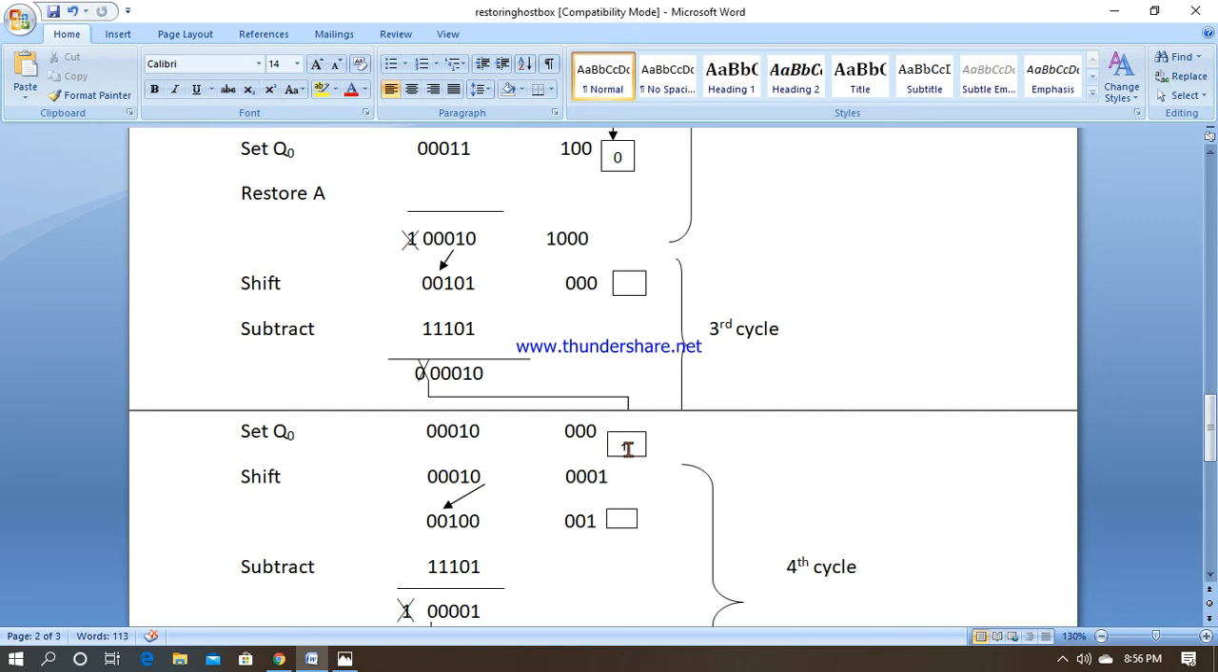So here what we have is 0 0 1 0 followed by 0 0 0 1, retaining the value here. So now we are going for a shift left operation. So 0 0 1 0 0 followed by 0 0 1.